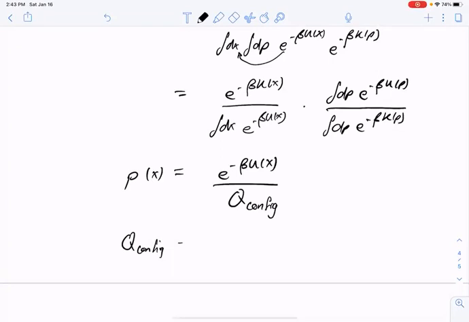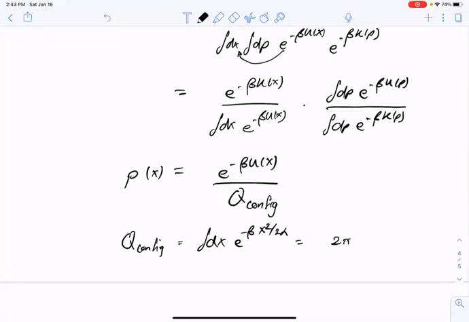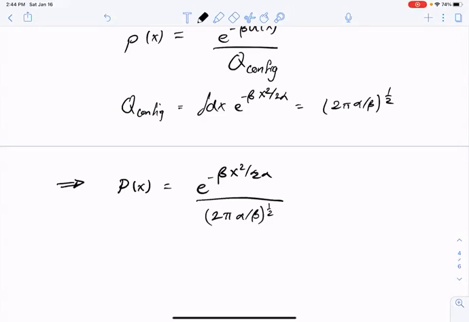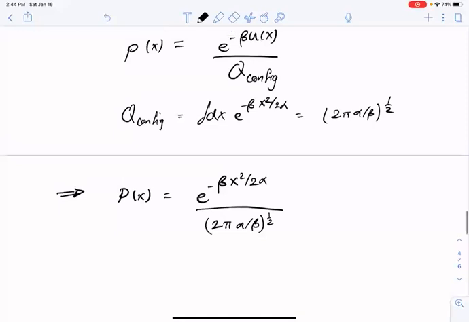And using, again, our Gaussian integral, if we actually were to evaluate this configurational partition function, which we can do, we would find that it is the square root of 2 pi alpha over beta. And thus we have an explicit expression for the probability distribution of seeing a particle at some position x, which is independent of its momentum, and is Gaussian distributed in the case of this harmonic oscillator.